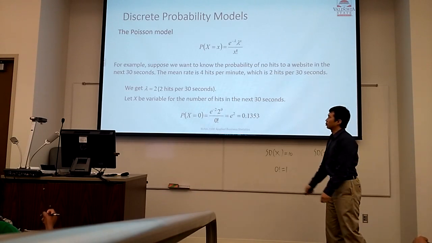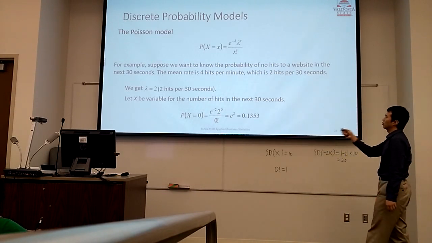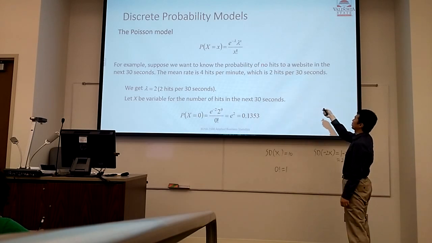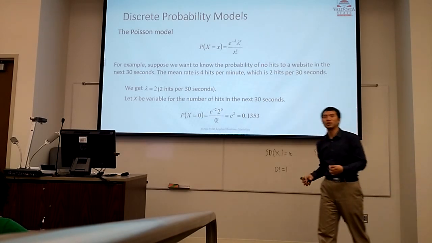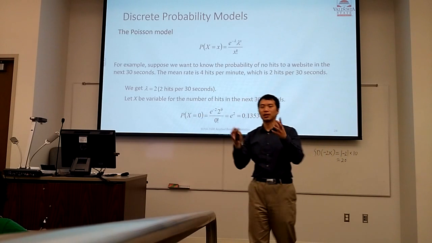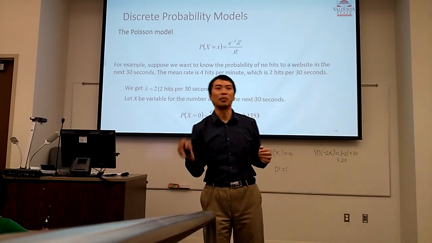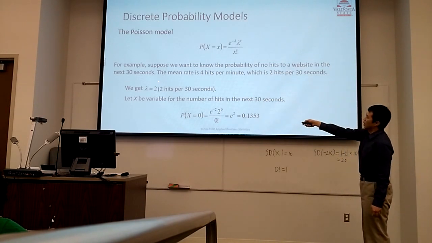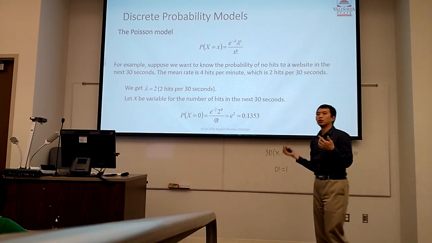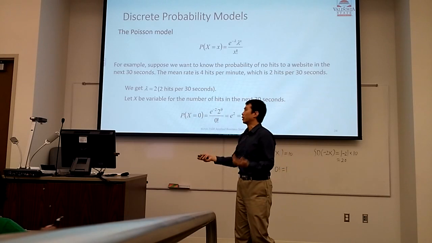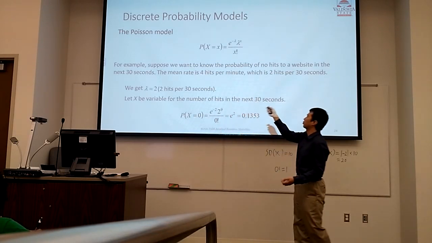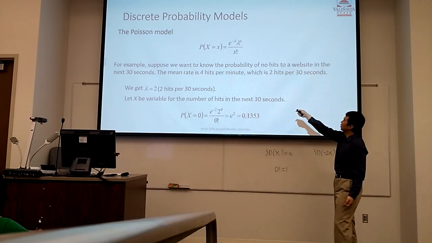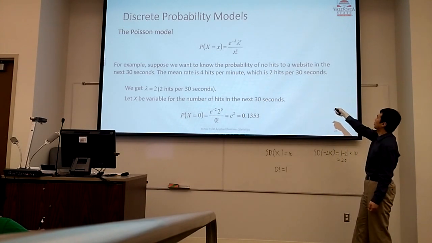So let's see one example. Suppose we want to know the probability of no hits for a website. Okay? We want to collect some data on customers clicking on our website. Okay, so that's the scenario. And the mean rate, we know the rate. The mean rate is 4 hits per minute, which is 2 hits per 30 seconds.